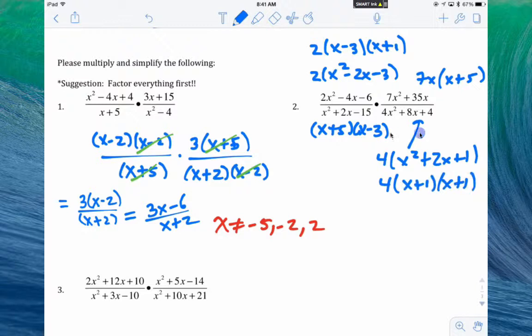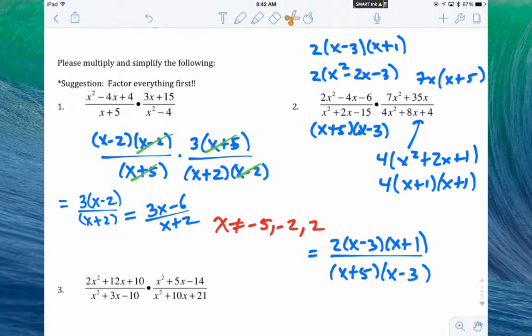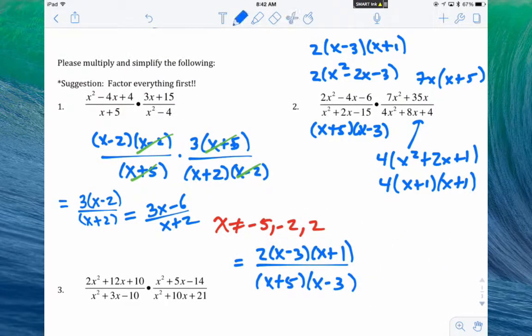And note, there is a lot of dirty work to be done in these problems. And so what I usually do is I do all this dirty work off to the side, and now I'm going to rewrite all the fractions. I think I might have to go so far as to write them down here. So that's going to equal 2 times the quantity of x minus 3 times x plus 1 all over x plus 5 times the quantity of x minus 3. I think I need to manufacture a little more space for myself here. All of that multiplied by 7x times the quantity of x plus 5 over 4 times x plus 1 times x plus 1.